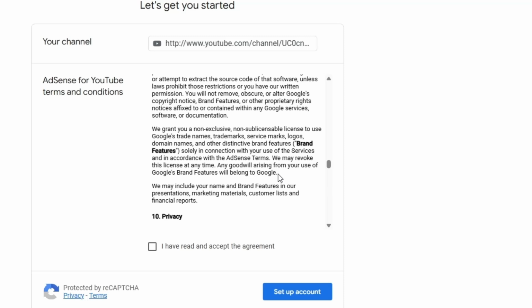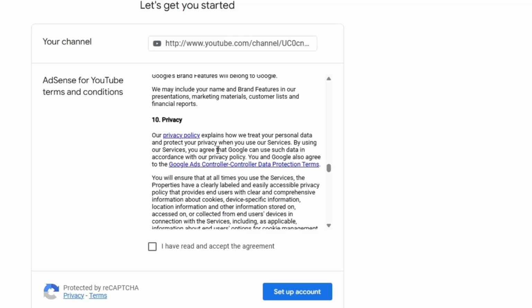10. Privacy. Our privacy policy explains how we treat your personal data and protect your privacy when you use our services. By using our services, you agree that Google can use such data in accordance with our privacy policy. You and Google also agree to the Google Ads controller data protection terms.